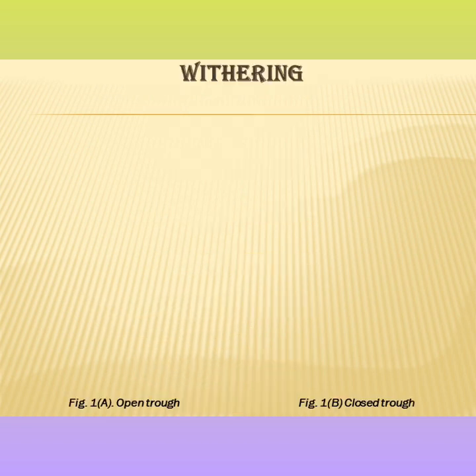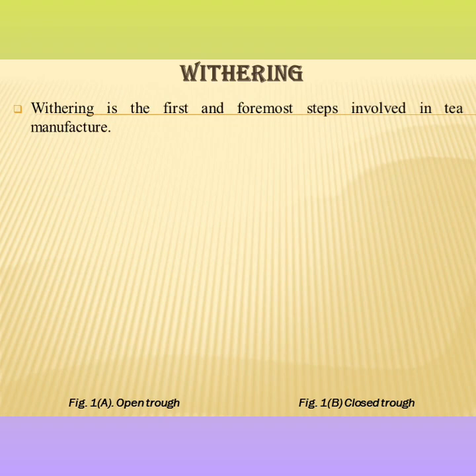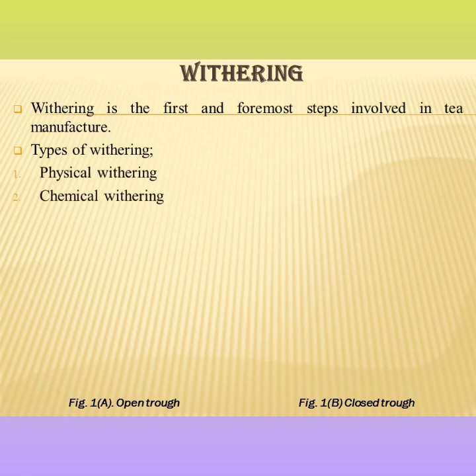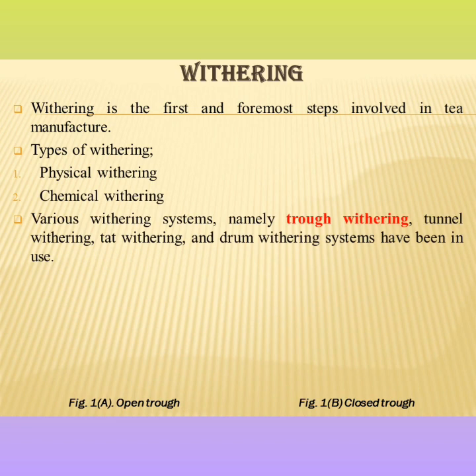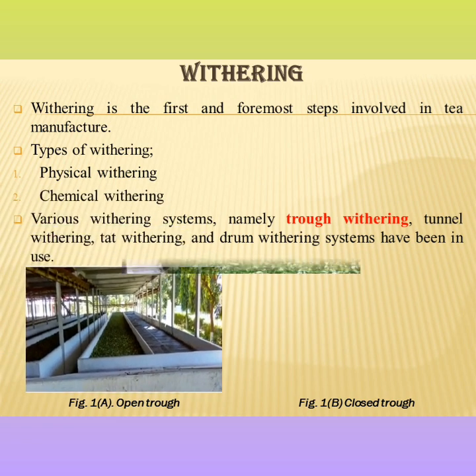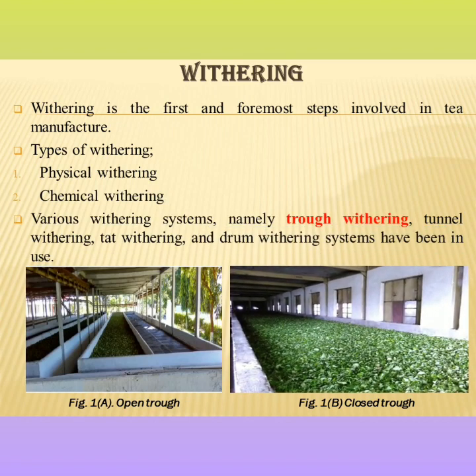Now, coming to withering. As I told you, it is the first and foremost step involved in tea manufacture, and there are two types of withering. One is physical withering and another is chemical withering. Various withering systems are there, namely trough withering, tunnel withering, tat withering, drum withering, and so on. So many types of withering practice are there. All of the withering practices I am telling you about at this point, like trough withering and tunnel withering, are physical withering. So we have to control the physical withering only.